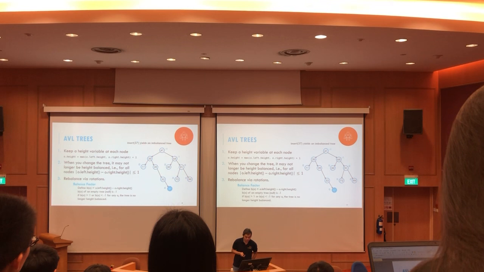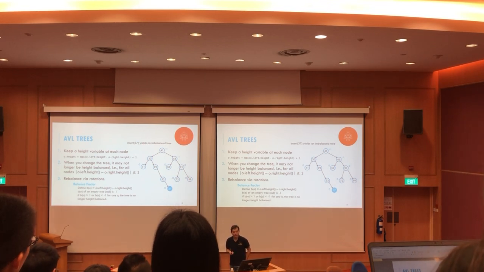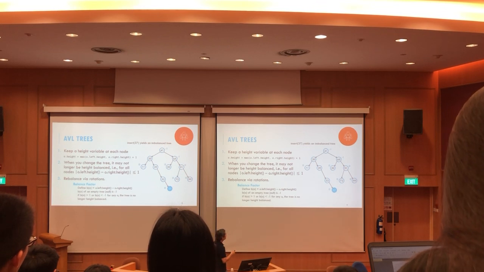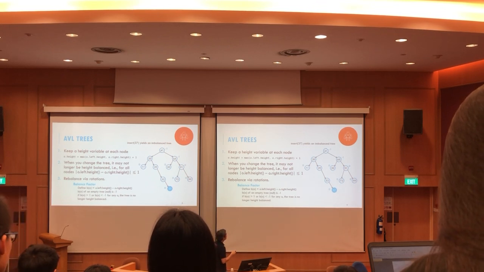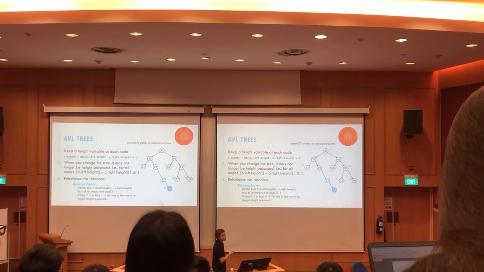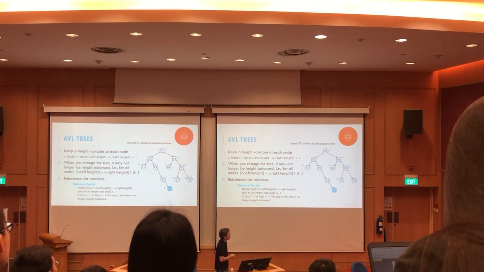Now I'm going to insert 37. You guys know how to do this, right? You go down the tree and check whether 37 is bigger or smaller than 41. It's smaller, so you recurse left. Bigger or smaller than 20? Bigger, so you recurse right. Keep going, and then you insert 37 here.